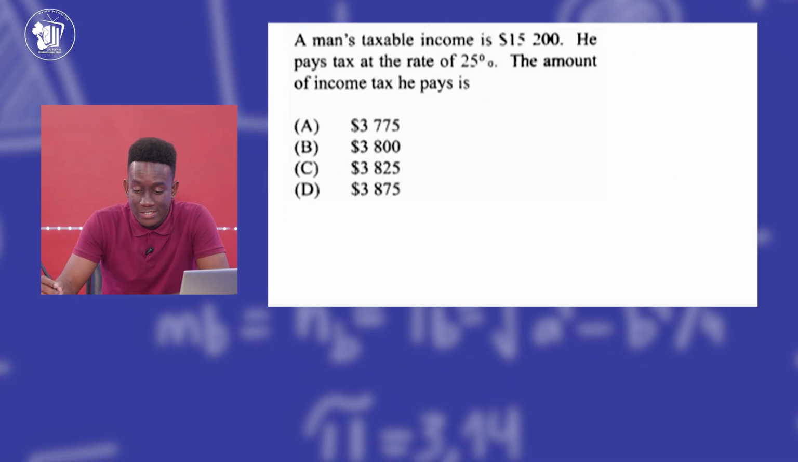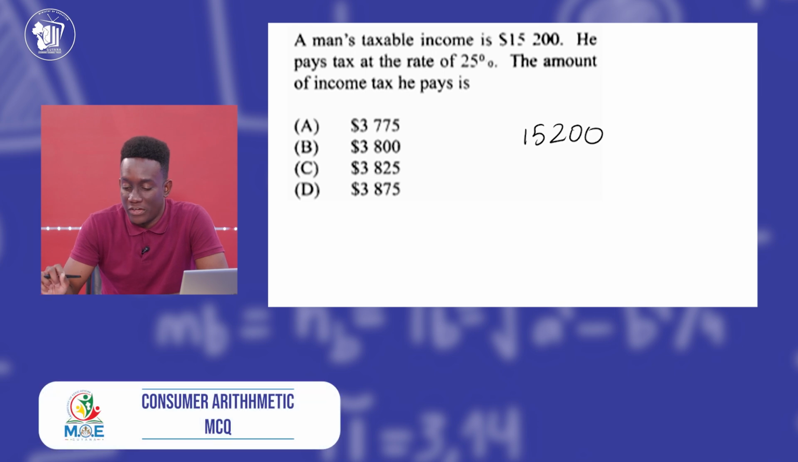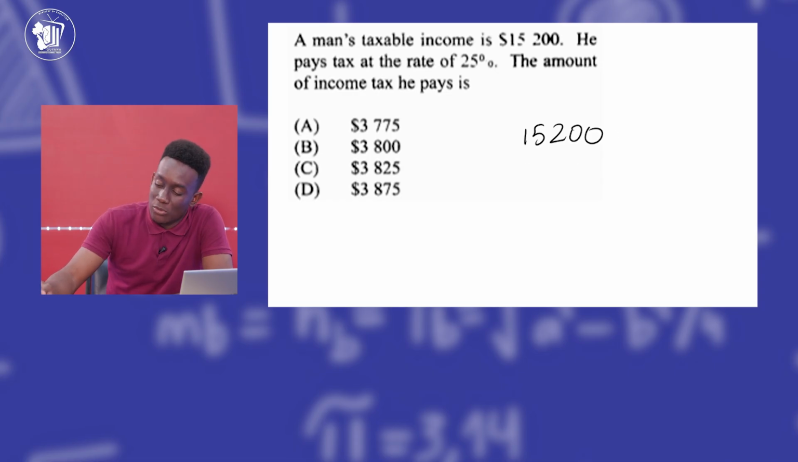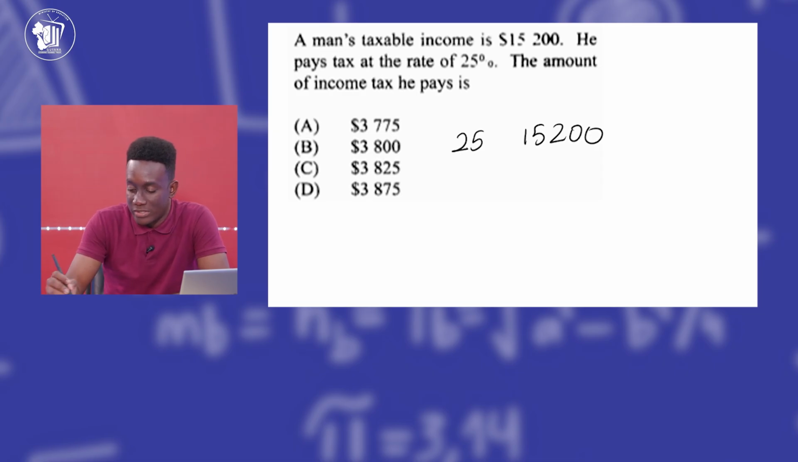So this question says, a man's taxable income is $15,200. That is his taxable income. He pays tax at a rate of 25%. The amount of income tax he pays is... So we see this is his taxable income. This is the amount of money that he has to pay tax on. And he pays tax at a rate of 25% of this. So this will be 25% over 100 multiplied by this. So this 0 goes with that 0, this 0 goes with that 0.